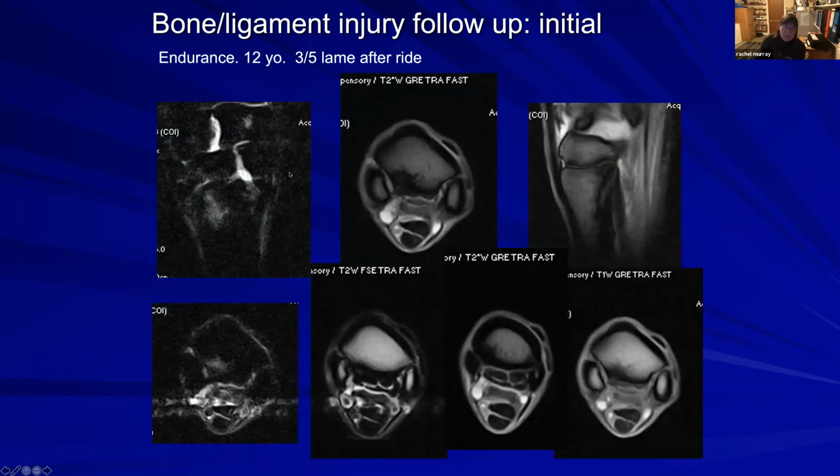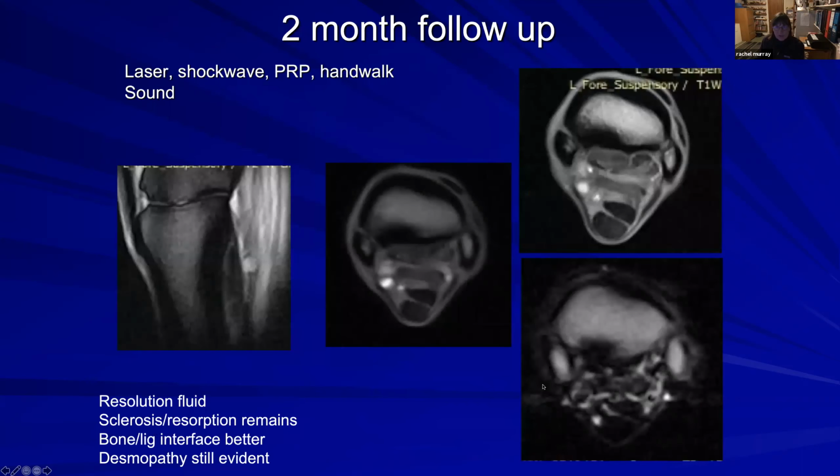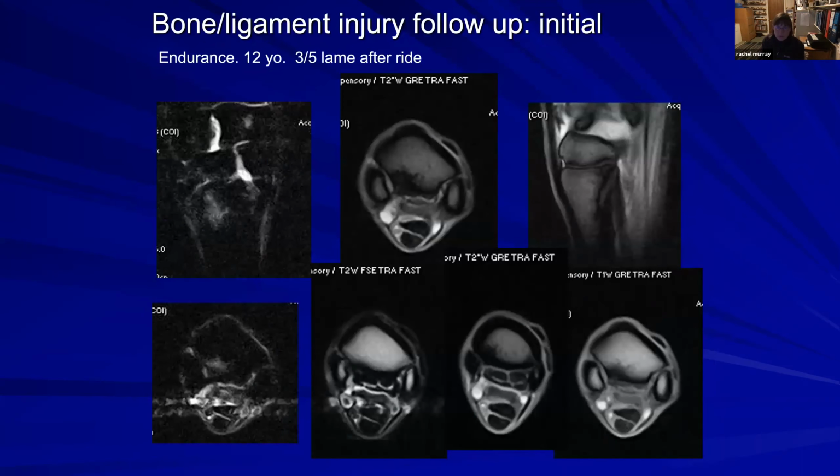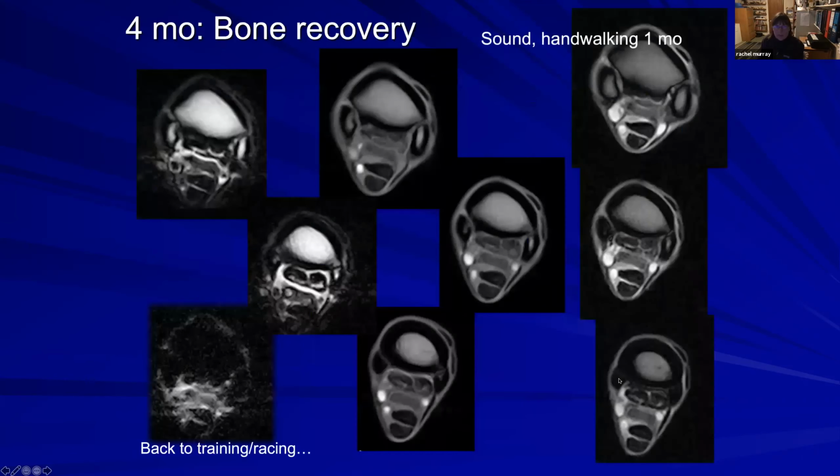So this horse was an endurance horse, 12 years old, 3 out of 5 lame after a ride. We've got marked fluid signal here, again, palmaro-medial. Again, we see the bone injury, and we've got disruption of the bone ligament interface here. But we don't have as obvious change in the ligament. So this was the first one, and then at 4 months we've got bone recovery.